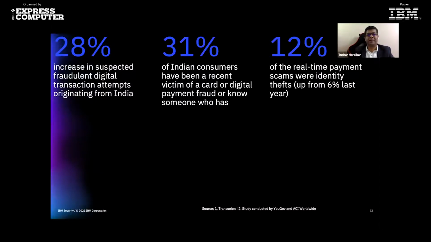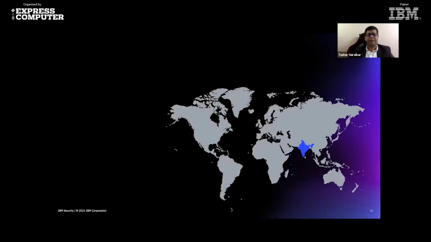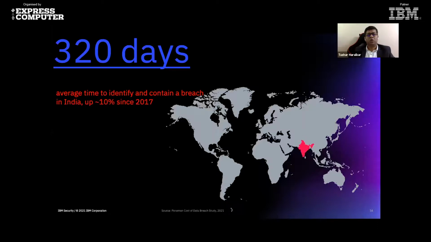There is an increase as we go online, right? As we purchase online, as we go more and more online, there is an exponential increase in terms of the frauds that are happening, right, in India. And then the other aspect is to identify a breach. It actually takes close to a year, on average, to identify and contain a breach in India. And these are the numbers that we have got from the Ponemon Cost of a Data Breach study, right?